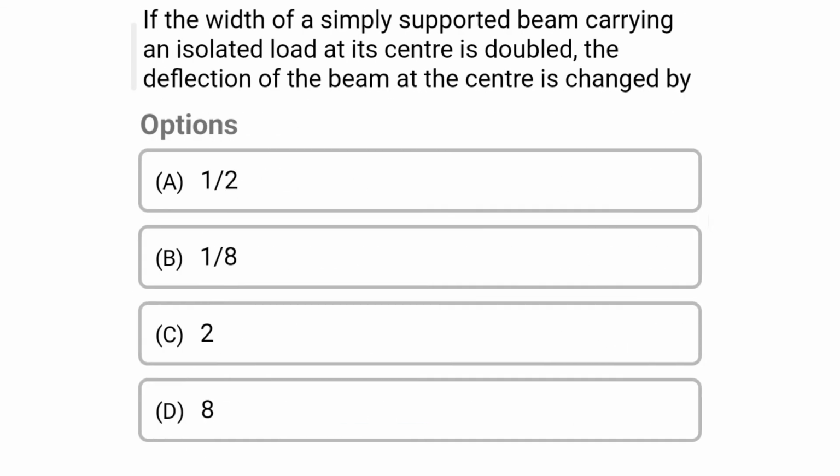So next question, if the width of the simply supported beam carrying an isolated load at its center is doubled, the deflection of the beam at the center is changed by option A 1 by 2, option B 1 by 8, option C 2, option D 8. So the correct answer is option A 1 by 2.